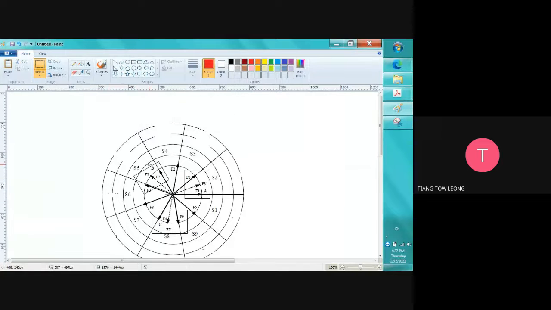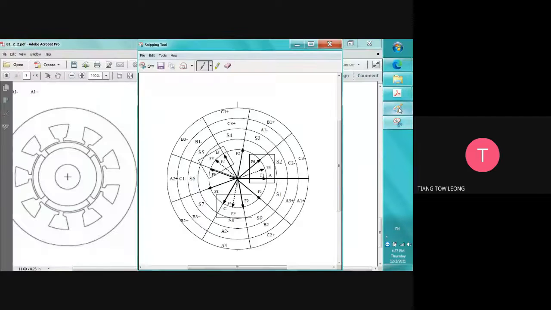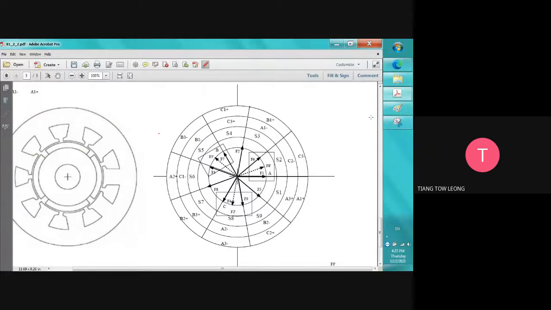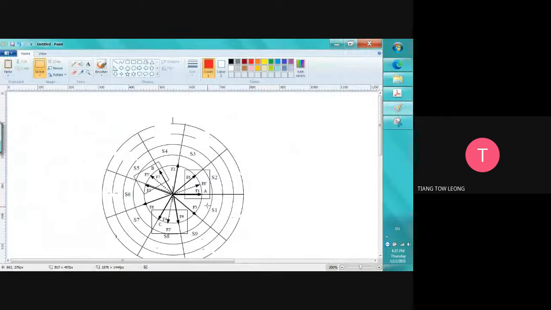Okay. So now we want to put the winding inside here. So now it's A1 plus to A1 minus from S1 to S3. So have a look, where is S1? S1 is here. So the red first, S1 to S3. Okay, remember, this is the overlapping winding machine.